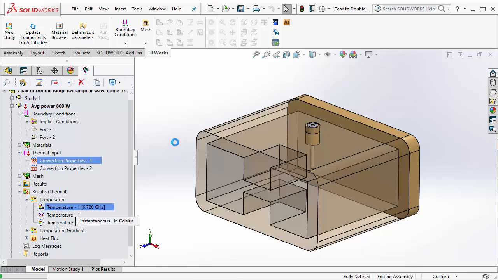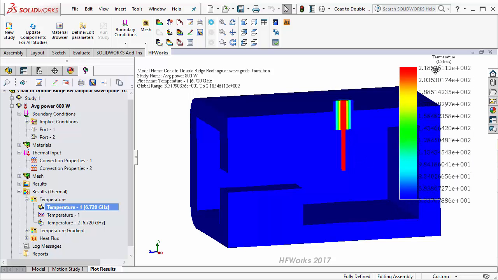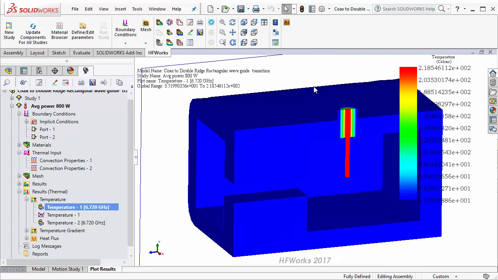Now here is a section plot of the temperature in the structure. You can see that the coax cable is getting heated up all the way to about 218 degrees C. It's imperative that the material that the coax is made of can withstand this type of temperature. Because this is the operating condition with average power, this is a condition that exists for a very, very long period of time. Then engineers can make decisions about what materials to use and so on.